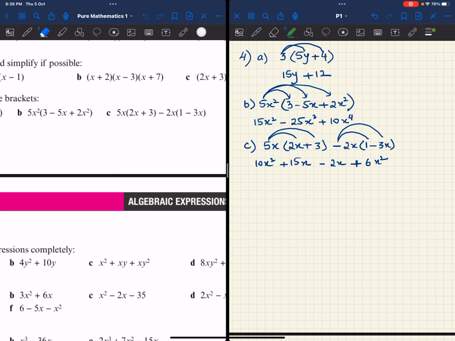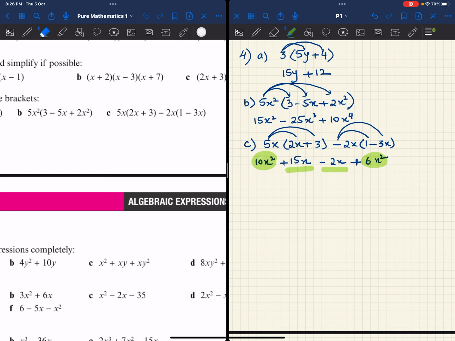We can add up the like terms. 10x squared and 6x squared are like terms, and 15x and minus 2x are like terms. 10 plus 6 is 16x squared. 15 minus 2 is 13x.